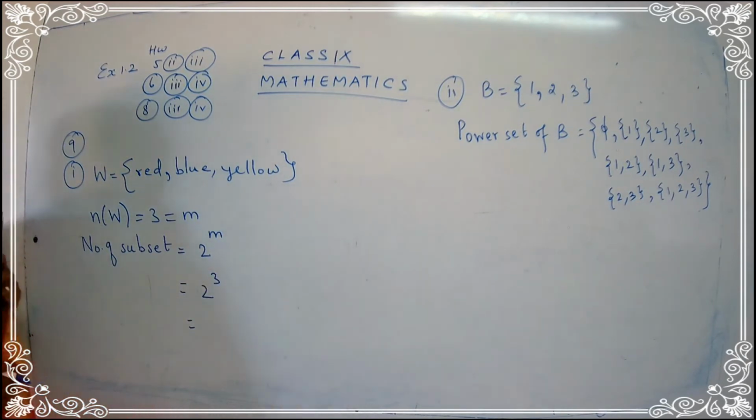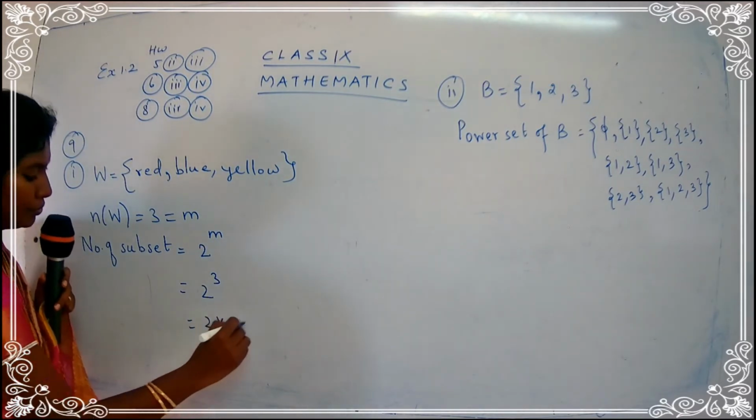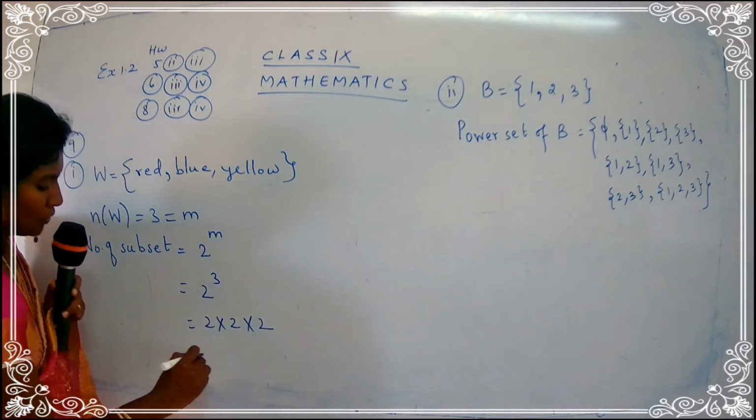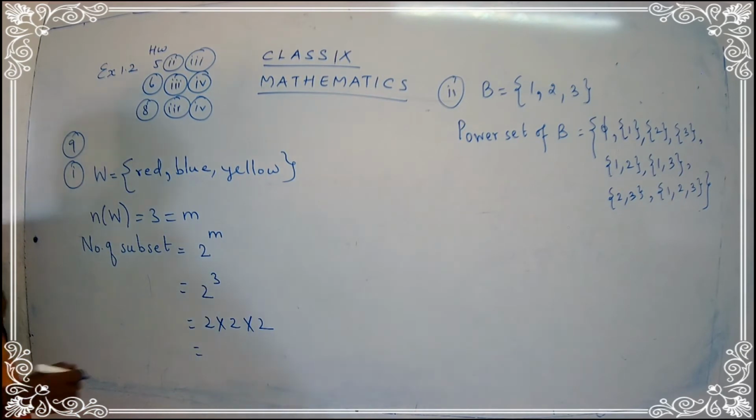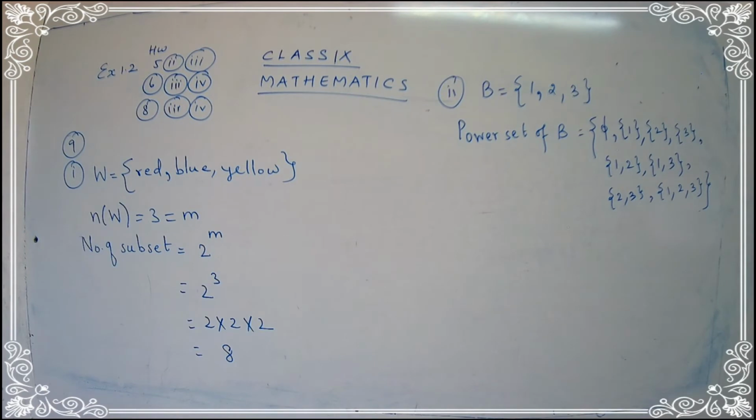What is the value for 2 raised to 3? 2 into 2 into 2. What is 2 into 2 into 2? 8. 2 2s are 4, 4 2s are 8. So number of subsets is equal to 2 raised to m, equal to 2 raised to 3, which is equal to 8. So we have found the number of subsets. Now let us go for the next part.